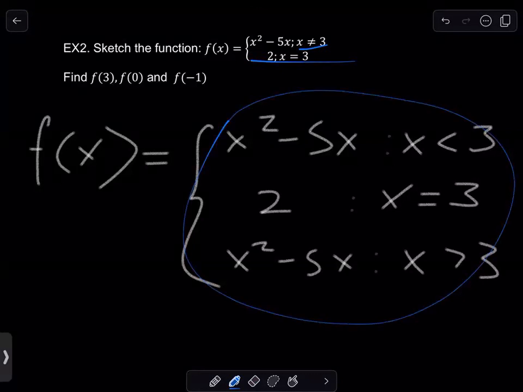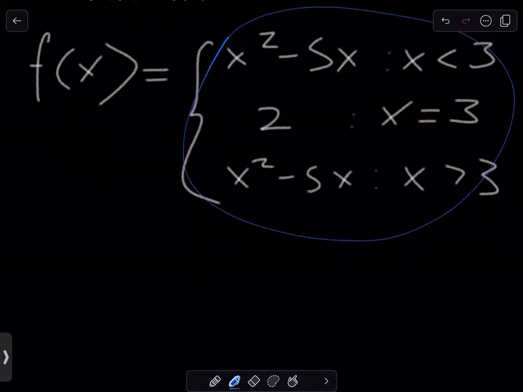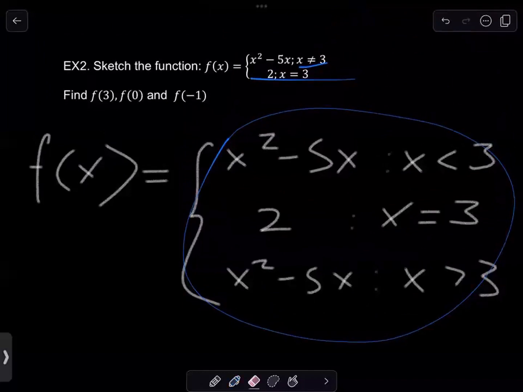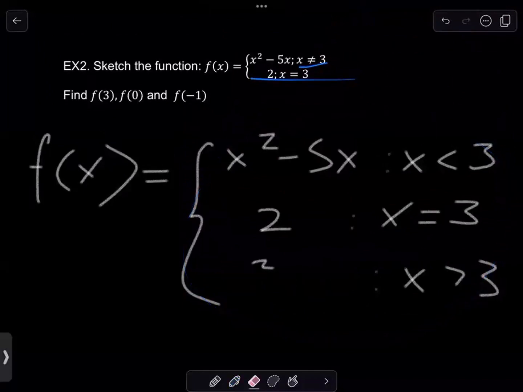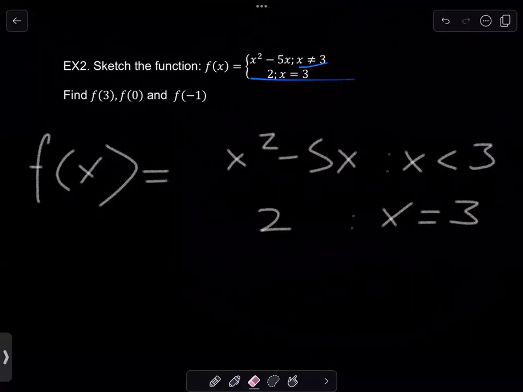And from here, you can follow the steps and plot the function. Another way, instead of writing all of this out, is to just plot the function directly. And I think this way is much easier. Okay, so in both cases, you'll get the same sketch, but let's go through it.